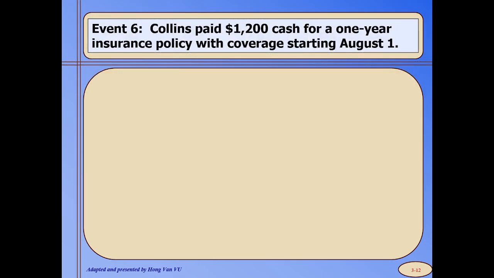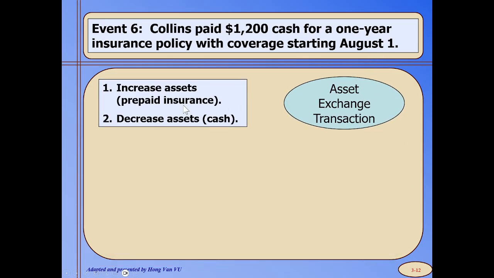And now we move to transaction number 6. The company paid 12,000 cash for a 1-year insurance policy with coverage starting from October 1st. This transaction increases the prepaid insurance asset account and decreases the cash asset account. It is classified as an asset exchange transaction.